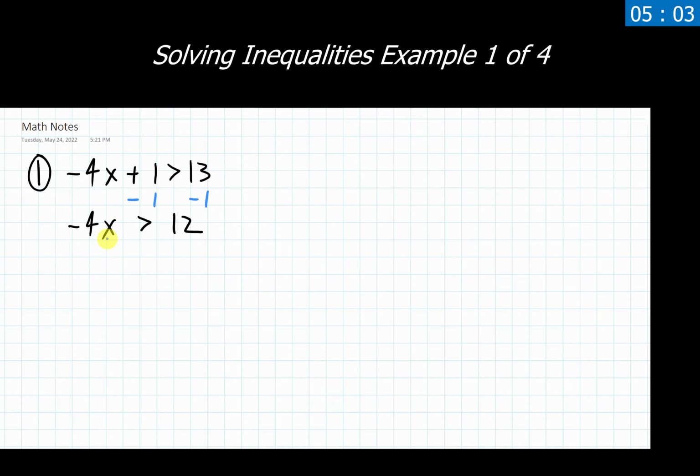Now with my next step, I want to get this x all by itself. I want to get rid of the 4 and the negative in front of this because this is negative 4 times x. So I'm going to divide both sides by negative 4. And this is where, in my next line, this inequality needs to change direction. In fact, I would almost recommend we do that first. I'm dividing by a negative, inequality has to change. Okay, great. Now I work with the numbers and variables as I would normally.